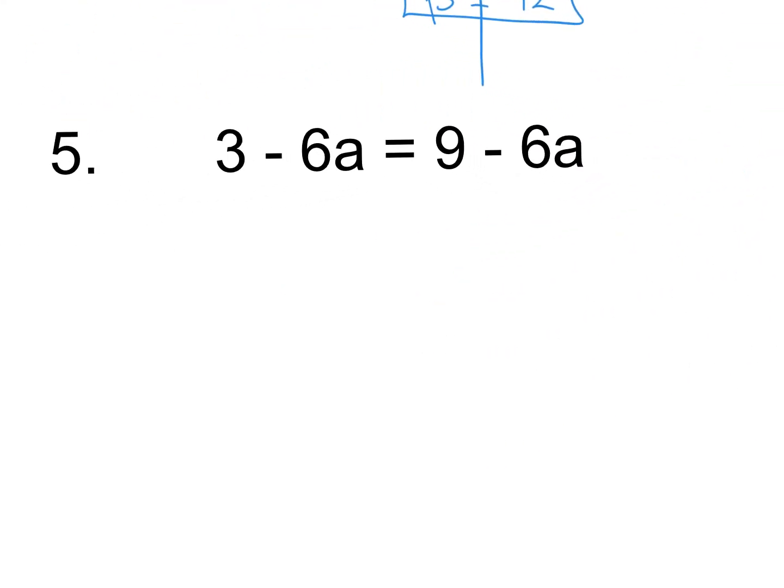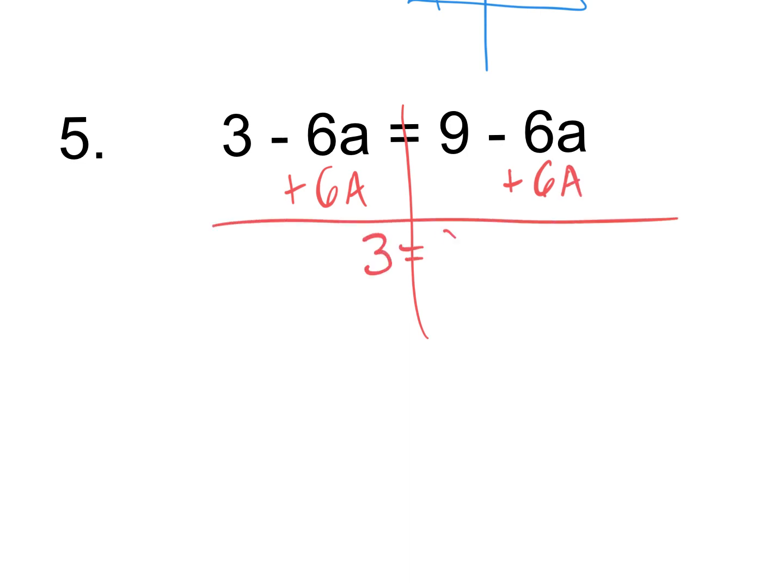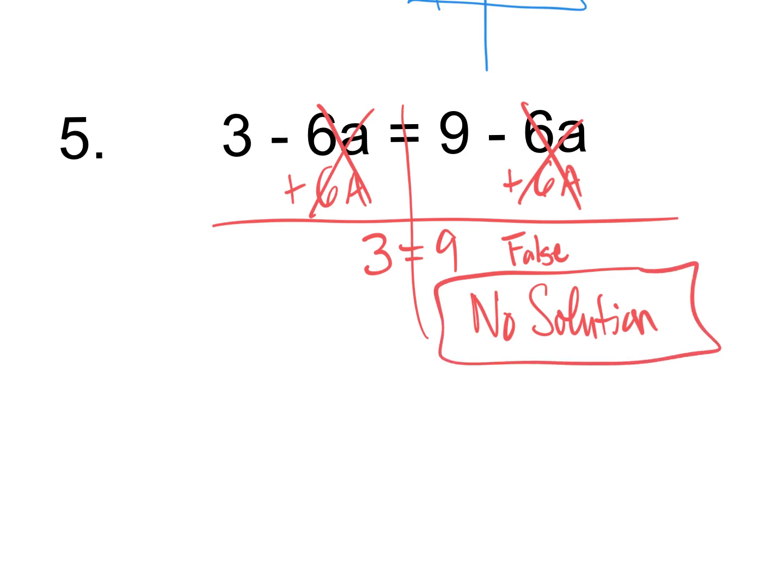And let's go to number 5. I'm going to add 6a to both sides. So I'm going to get 3 equals 9. My variables are gone now because positive and negative 6a's go away. And so I have to read it. Does 3 equal 9? Well, this is false. So remember, the answer is not just false. The answer is no solution. There is not a number I can put into the equation to make both sides true.